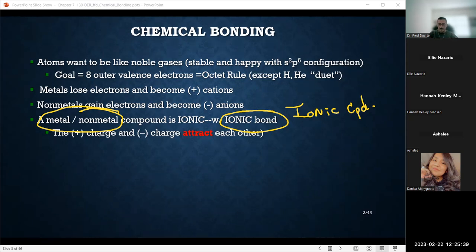Now, with respect to ionic compounds, they are attracted to each other. Specifically, they are attracted to each other by an electrostatic attraction. Okay, basically like two magnets coming together and being attracted to each other and attaching to each other.